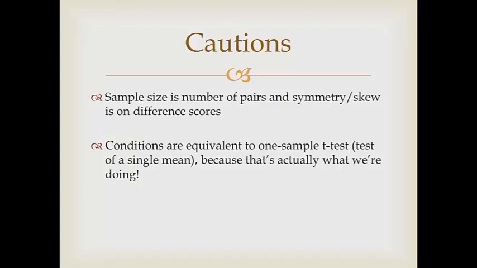A couple of words of caution. The sample size we're looking at, when we say at least 20 or less than 20, is the number of pairs. And when we talk about symmetry and skew, we're talking about it on the difference scores.